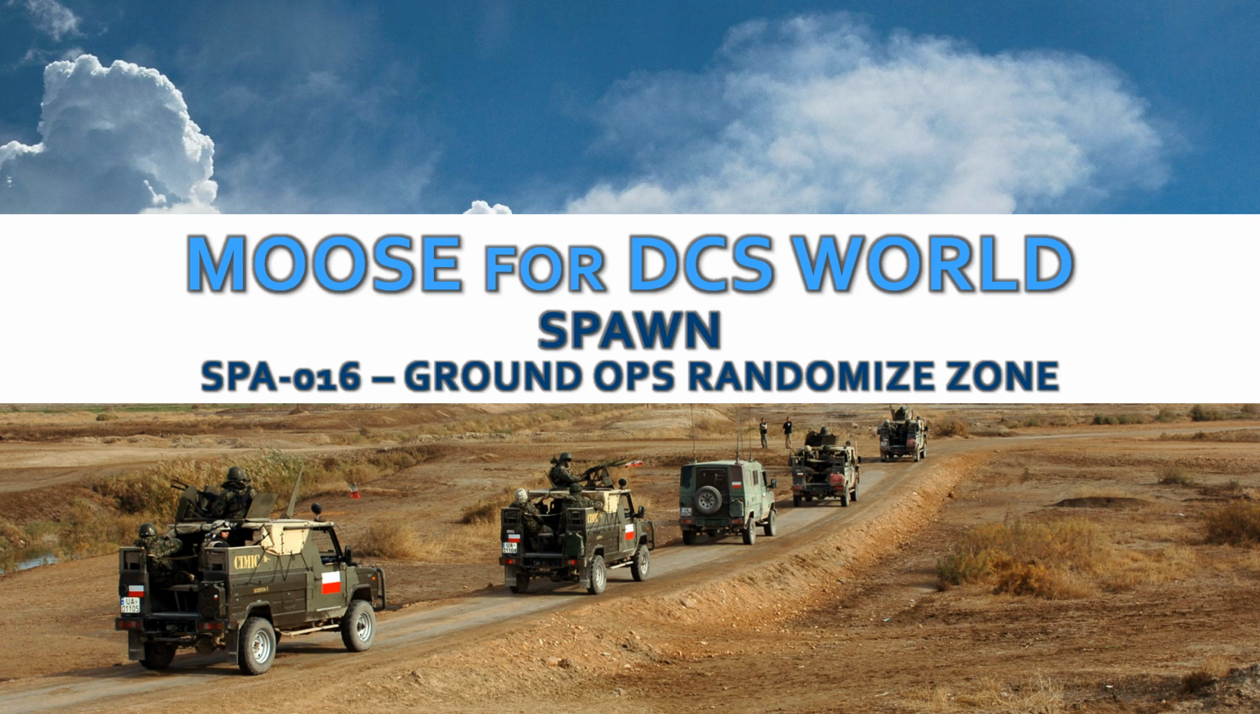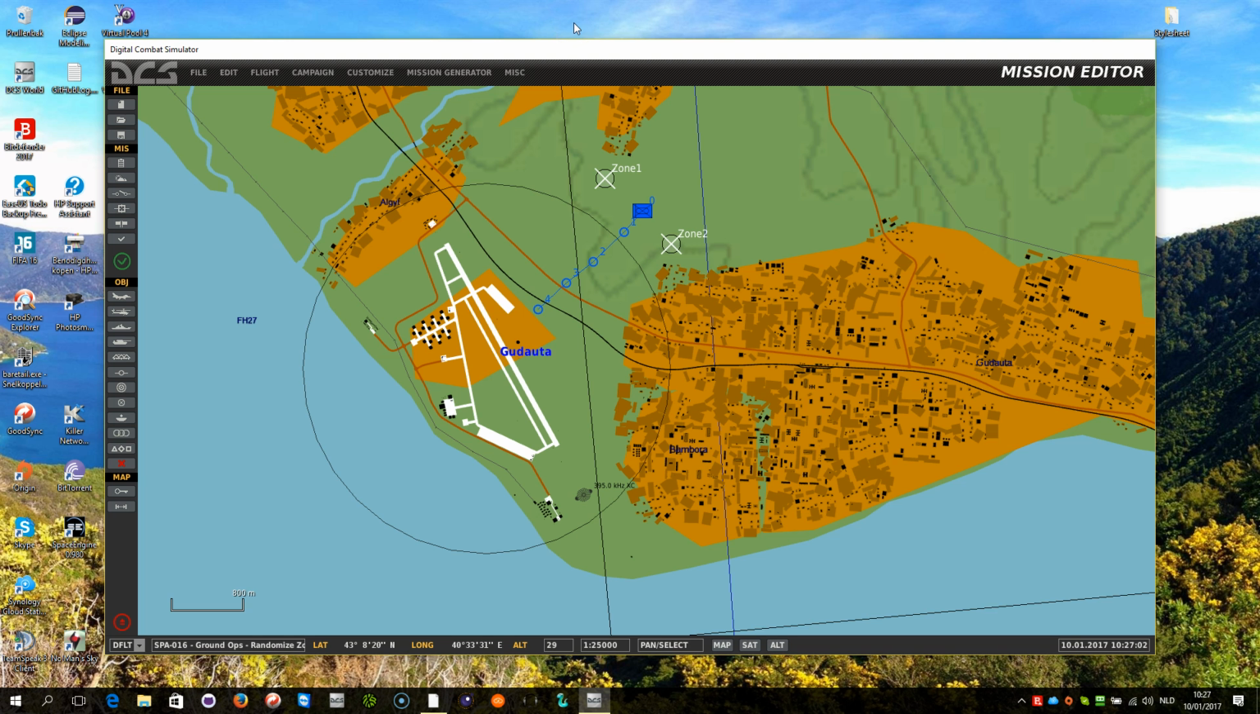Hi there. Within this little video, I'm going to demonstrate how you can spawn ground operations dynamically within your mission and randomize from where these ground forces are coming by randomizing the zone. For demonstration purposes, I've created this little test mission.